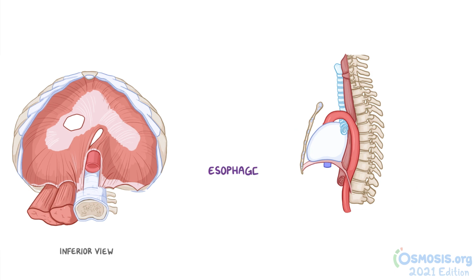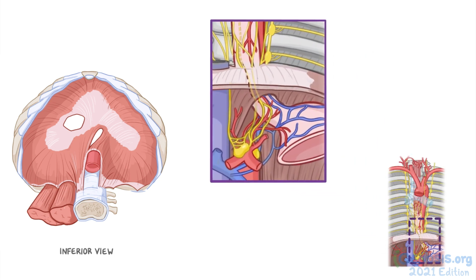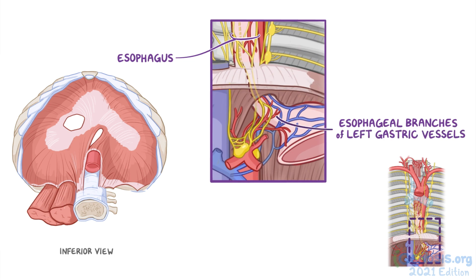Next is the esophageal hiatus, which is located in the right crus of the diaphragm at the level of the T10 vertebra. The esophageal hiatus transmits the esophagus, the esophageal branches of the left gastric vessels, and both the anterior and posterior vagal trunks.